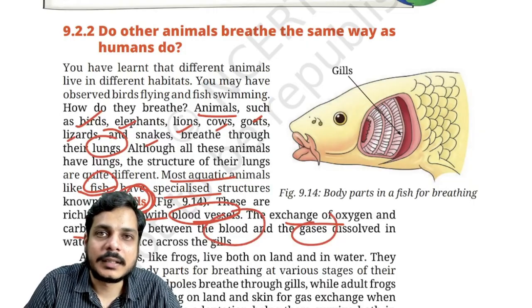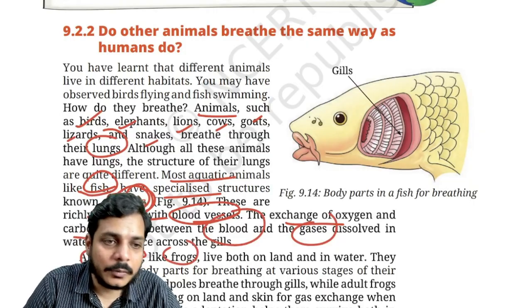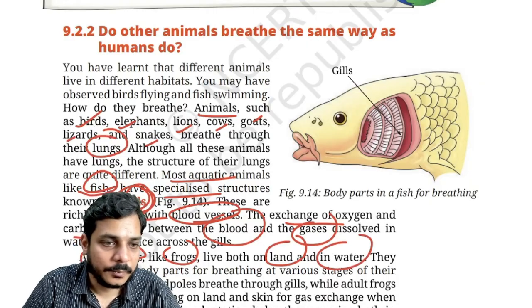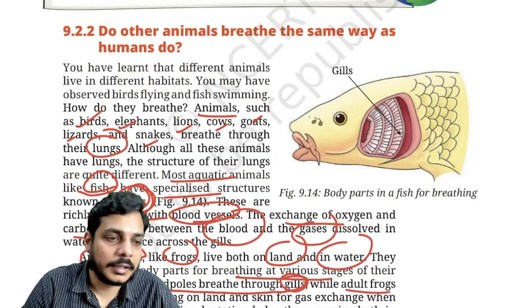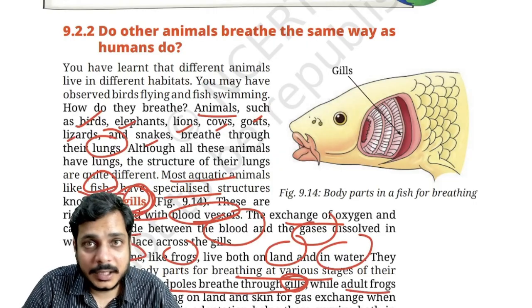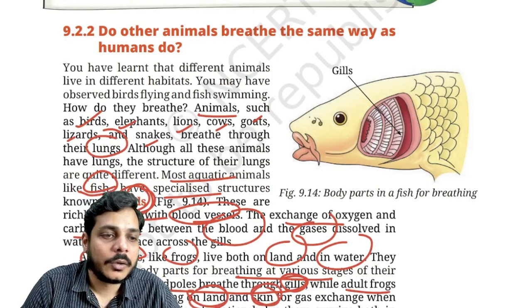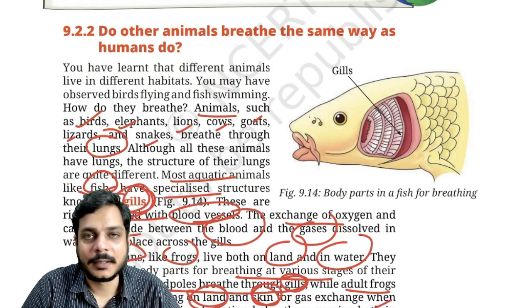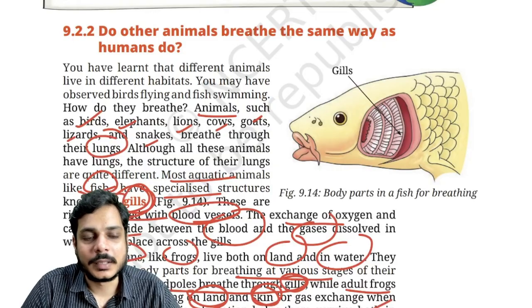What about amphibians, the frogs? They live on both land and water, and therefore they have mechanisms of respiration for both land and water, changing at various stages of life. For example, tadpoles breathe through gills, while adult frogs use lungs when they are on land, and they use skin for gas exchange when they are in water. This adaptation helps them survive both in water as well as on land, and shows how they have adapted over time to different environments.